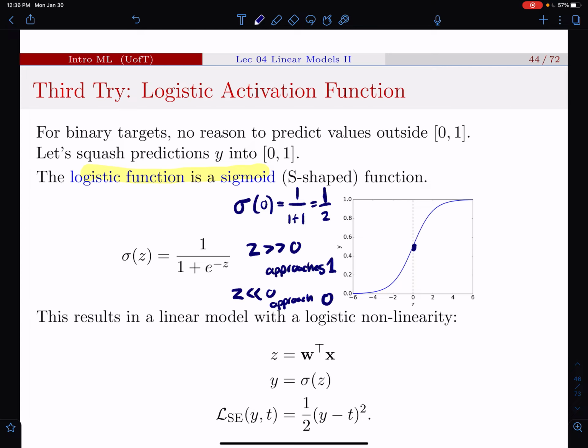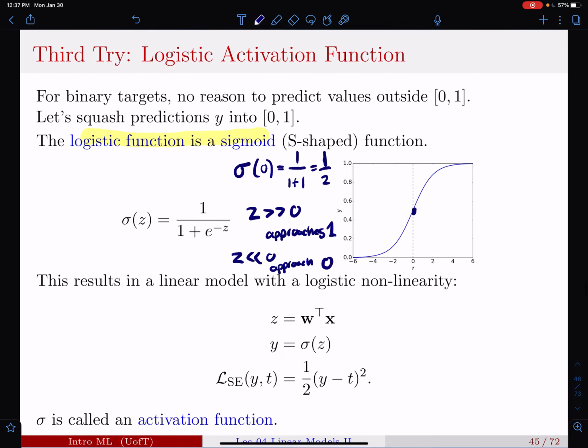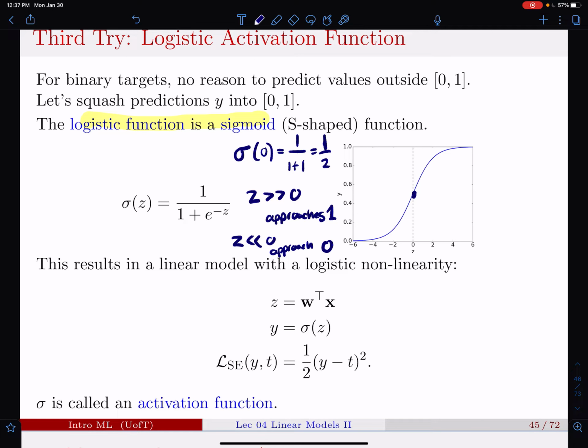So the way the logistic function is going to work is we make our prediction, z. But z is in general unbounded, right? And we're going to squish it to be between 0 and 1. So we apply sigmoid here, to squish it between 0 and 1.